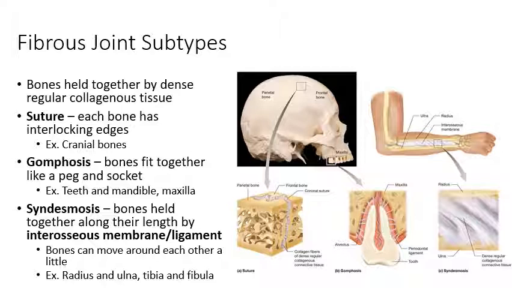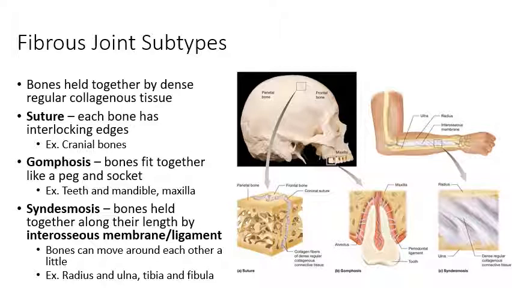Lastly, you have the syndesmosis, the third type of fibrous joint. That's also a very limited type of joint that's only found in a couple places in the body. In a syndesmosis, the two bones in the joint are lined up parallel to each other, and you have a structure of collagen fibers running between the two bones along their length. That structure is called the interosseous membrane, or sometimes the interosseous ligament.